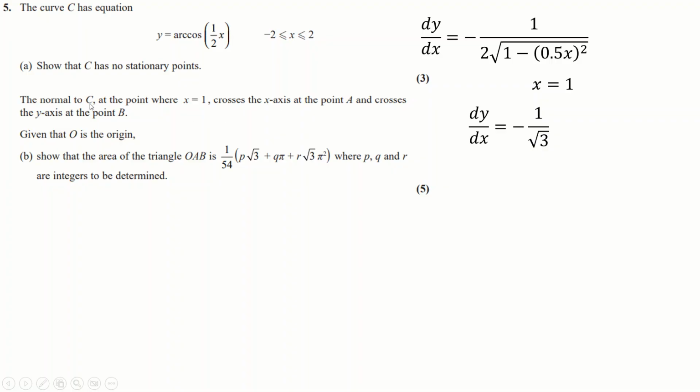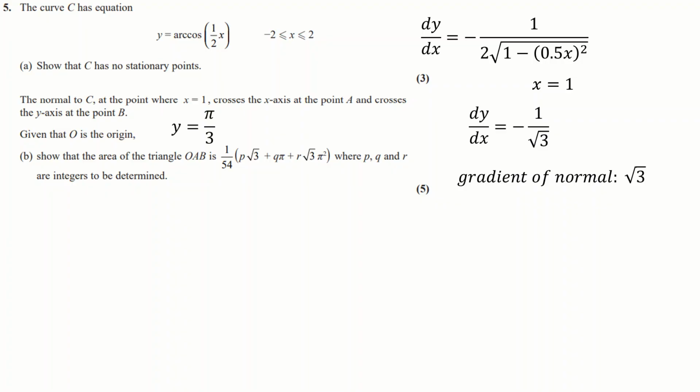And now we're looking at the normal. So the gradient of the normal is not this. The gradient of the normal is whatever you'd have to times by that to make minus 1, which I believe is just root 3, because root 3 times that would cancel, you get the minus 1 left over. So we have the gradient of the normal. We have x equals 1, so we can find the y coordinate just by putting 1 into there. So arc cos of a half. Think about yourself. What is cos of something is a half? What is that?